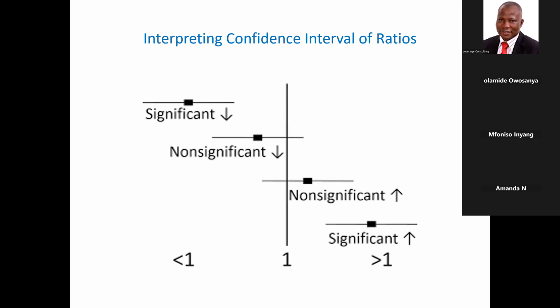The third scenario, the odds ratio is greater than 1, but the confidence interval is ranging from below 1 to anything after 1. It has crossed 1. It's not significant. The last scenario, the relative risk is greater than 1, and both the lower and the upper values of the confidence interval are greater than 1. It means it's significant. It is telling you that the exposure is causing the disease.